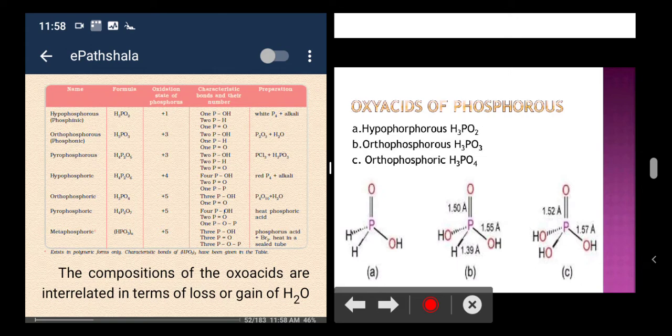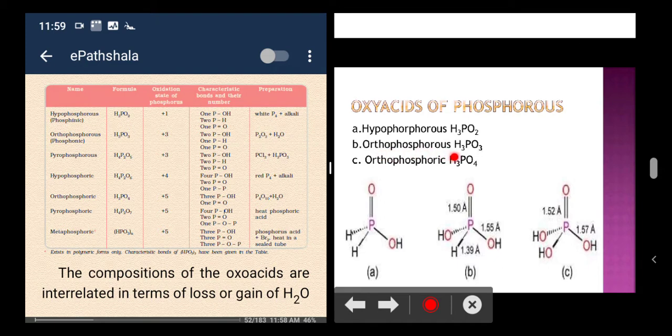The oxo acids or oxyacids of phosphorus are given in the slide here. Hypophosphorous H3PO2: the structure is, you write P at the center, and how many H are there? 3. So you need to write 3 H's first and 2 O. One O will form an OH group and the other O will form a double bond. So this is the structure of hypophosphorous acid.